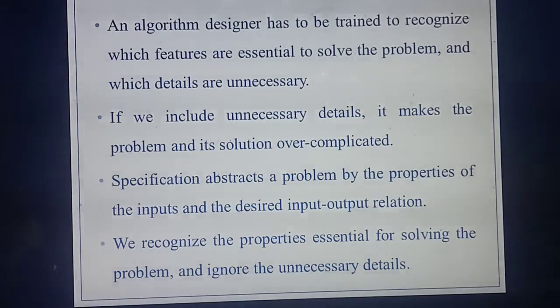For example, you are going to solve some mathematical problem, you will do a lot of rough work, isn't it? Rough work you always do at the side. Will you write all the rough work in the main sheet of the paper? No. You know, isn't it? Only the important or essential things you will write in the main sheet. The unnecessary rough work is needed, but you will write it on a rough paper. So that is called abstraction.